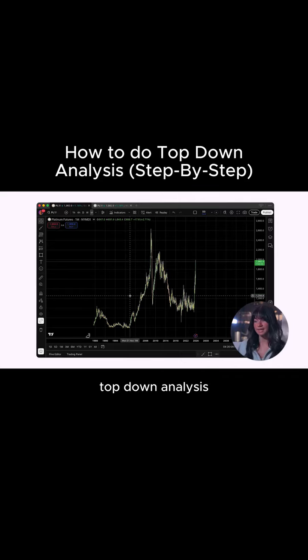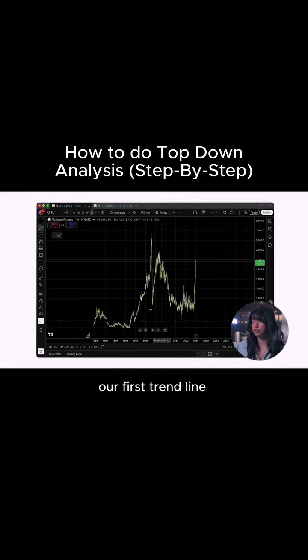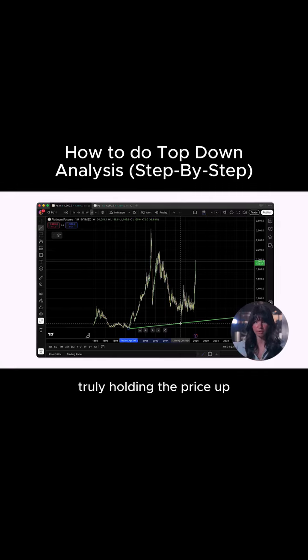Now, when we're doing top-down analysis, this is the secret sauce here. This is everything. It is making sure every trend, every point A, every point B connects to one another. So when we draw our first trend line on the chart, we're looking for the lowest point we see on the screen. Now we want our point B. Price cannot have intersected with your line. So you need to have this trend line truly holding the price up. You need the lowest point you see on the screen, then the second lowest point without price intersecting.